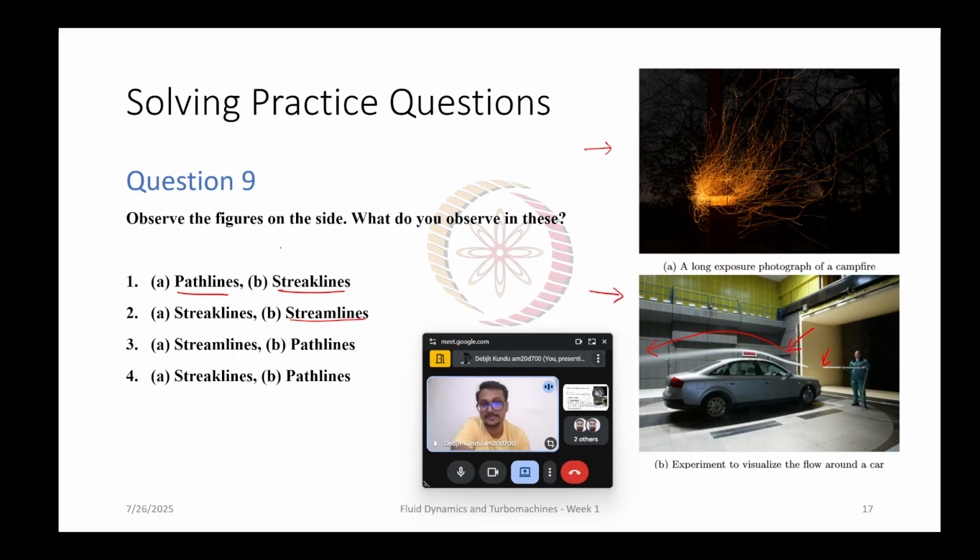So these lines and shapes that we see here correspond to some fluid kinetic concepts as well, known as path lines, streamlines, and streak lines. So you go through the lectures, then this will become clear, and these slides will also be shared with you. You can go through them later. Right now, you can take a guess.